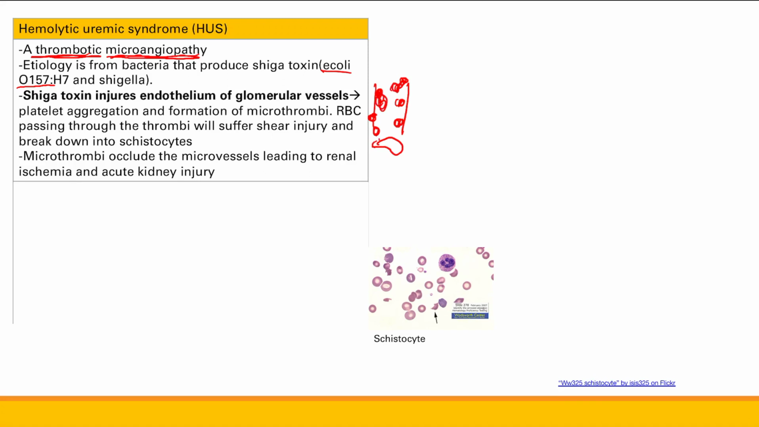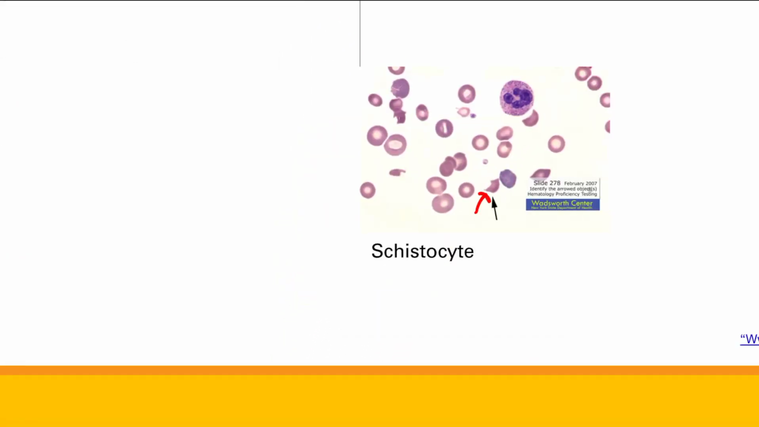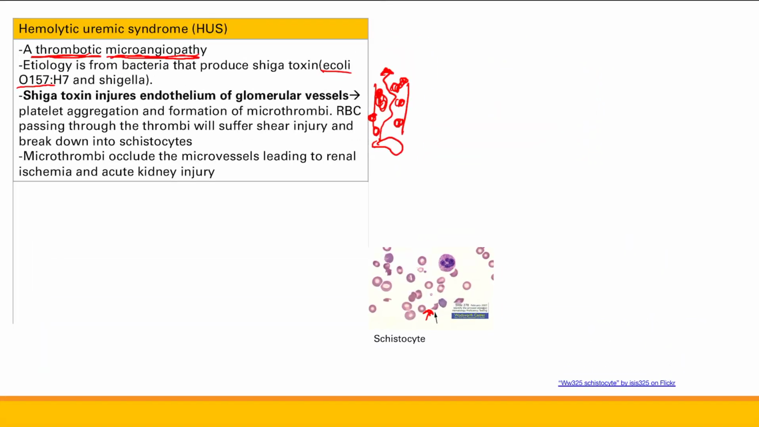They're going to suffer shear injury because they're running through a bunch of barriers, getting hit, and they're going to get sheared. They're going to break down into something called schistocytes, which you can see here. Okay, so you get schistocytes from this shearing. The other thing that happens is these microthrombi can occlude these small vessels in the kidney, and it's going to cause renal ischemia and acute kidney injury. Okay, so you get kidney damage and you have infection.